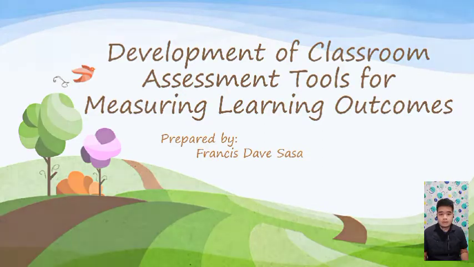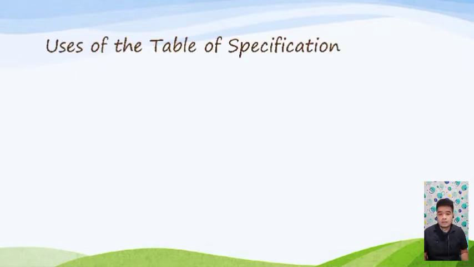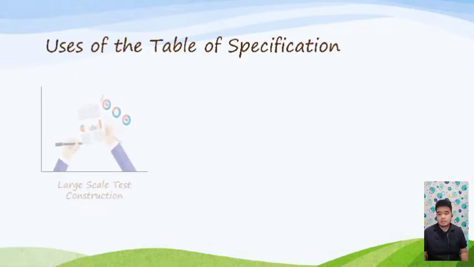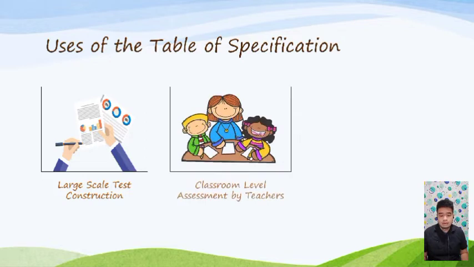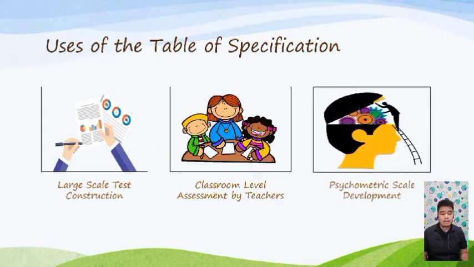So first, let's discuss what are the uses of the table of specification. Table of specification is used in large-scale test construction. It is also used in classroom level assessment by teachers and also in psychometric scale development.